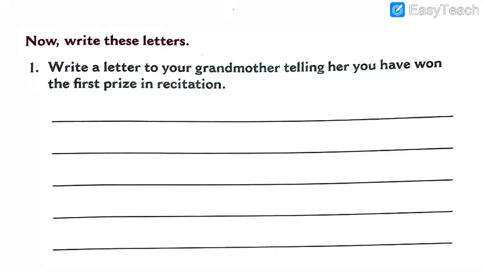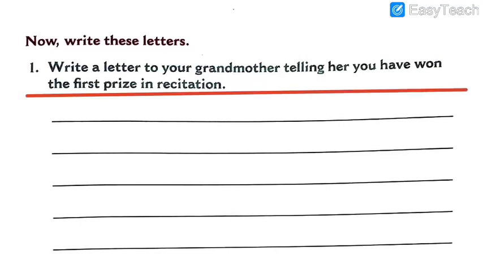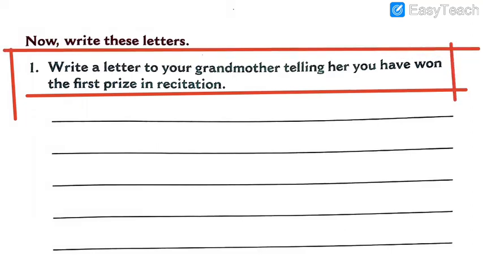Here you can see this is your textbook and exercise question 1. Here, after reading this question, you have to write the letter based on this question. Let us read the question carefully. Let us understand it. See, few things you need to collect and gather in your mind on the spot when you read the question. So how to do that? Let's see. Write a letter to your grandmother telling her you have won the first prize in recitation.